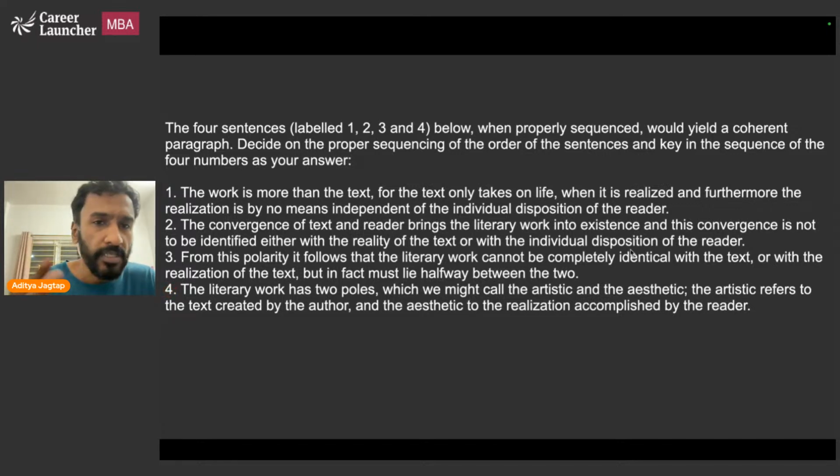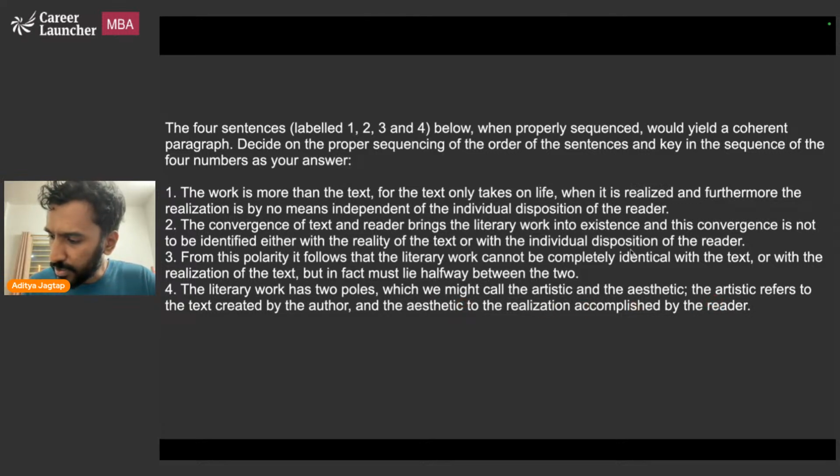I'm trying to achieve two things by reading the sentence. One is figure out generally what is the point of the sentence, the author's main point, and if there is any sentence connection type word or phrase that I can find. So the literary work has two poles. This tells me that this has possibly been discussed prior. Possibly, we can't be sure in this case. The literary work has two poles, which we might call artistic and aesthetic. Artistic refers to the text created by the author, and aesthetic to the realization accomplished by the reader.